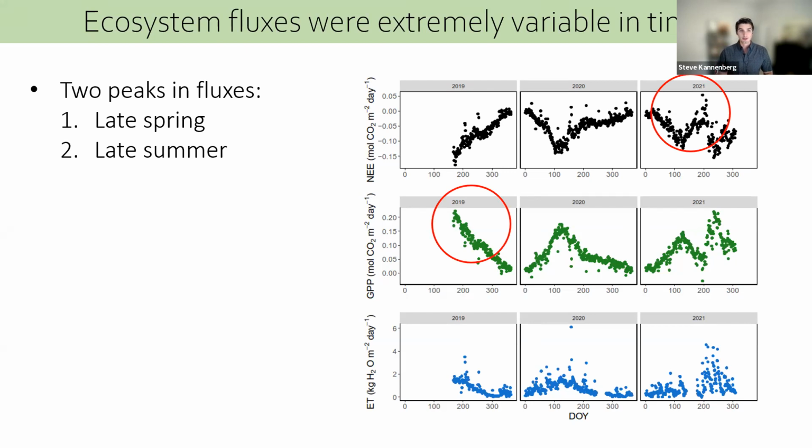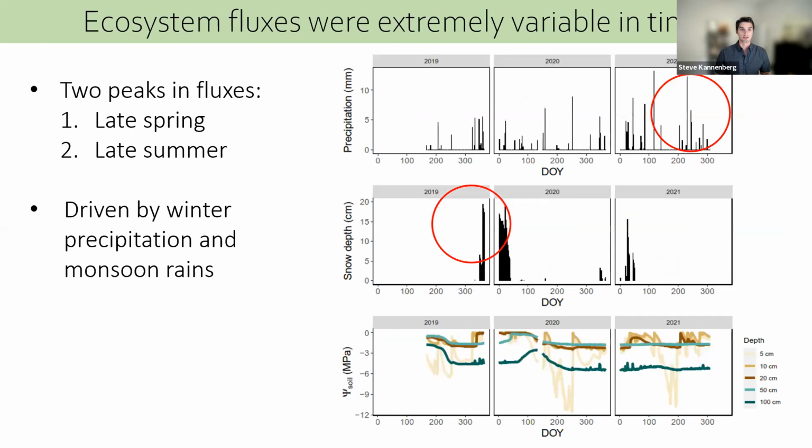But you might also notice that these peaks aren't exactly consistent. They don't occur in every year, right? We didn't see this late spring peak, or not as big of a late spring peak, in 2021, and we didn't see this late summer peak in either 2019 or 2020. And the reason these peaks in ecosystem activity are not consistent is because the sources of moisture that drive these peaks also aren't consistent.